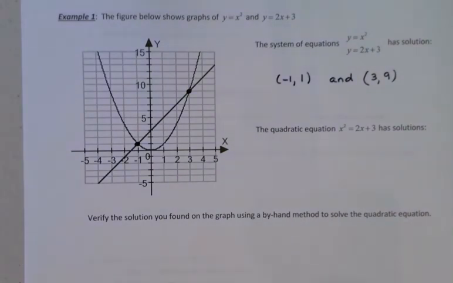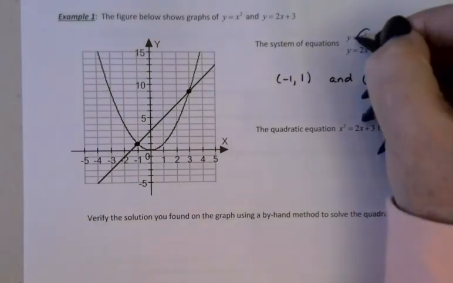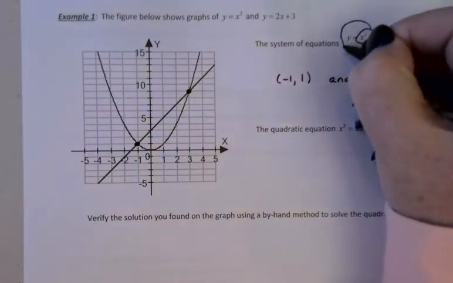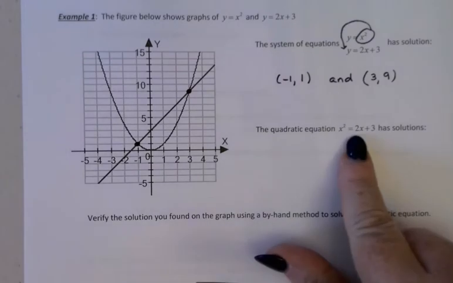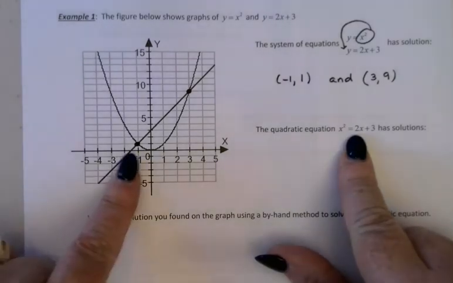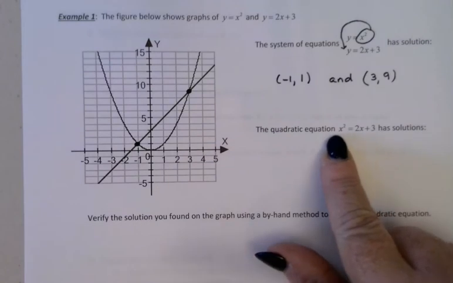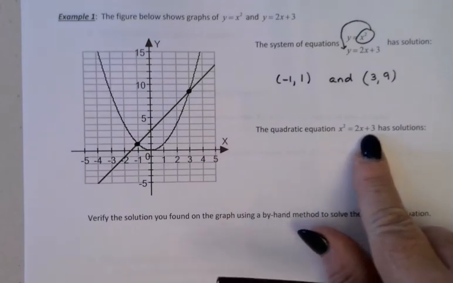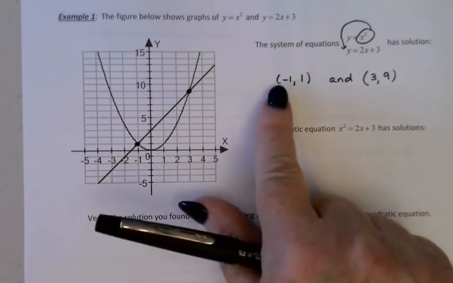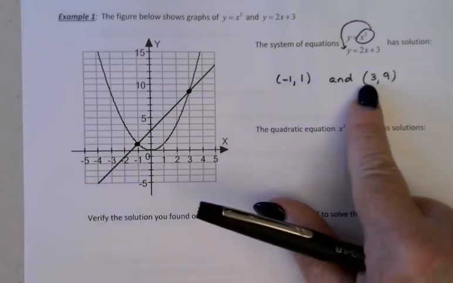Now look at what happens when we again think about that substitution method. If I take x squared and substitute it for y in the second equation, my new equation would look like this. Just by looking at the graph, I already know that the x values form the solution to this quadratic equation, and I already know that those x values were -1 and +3.